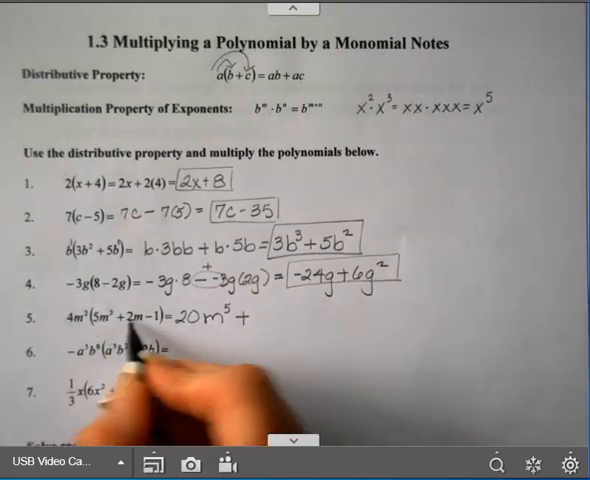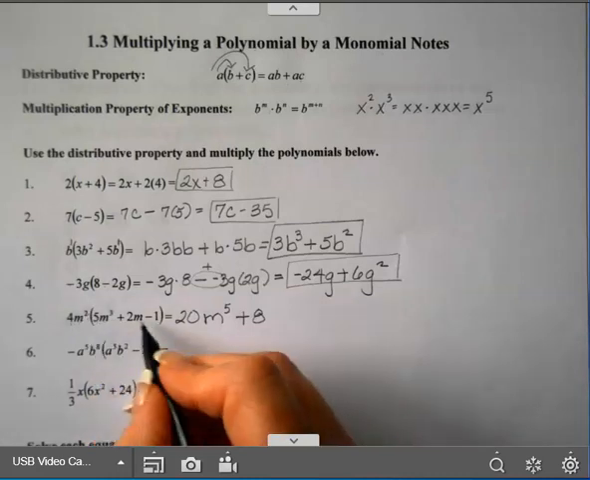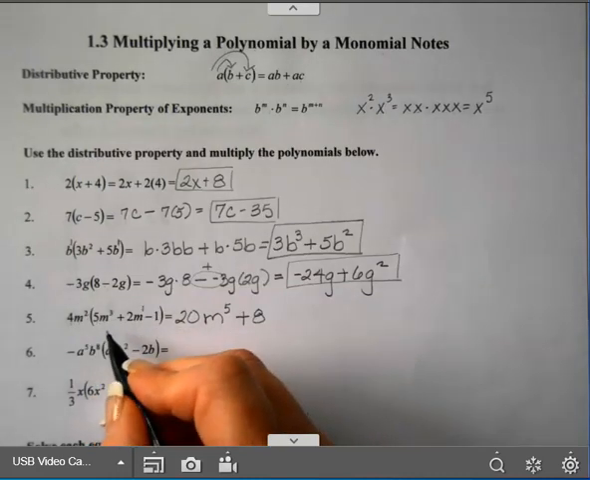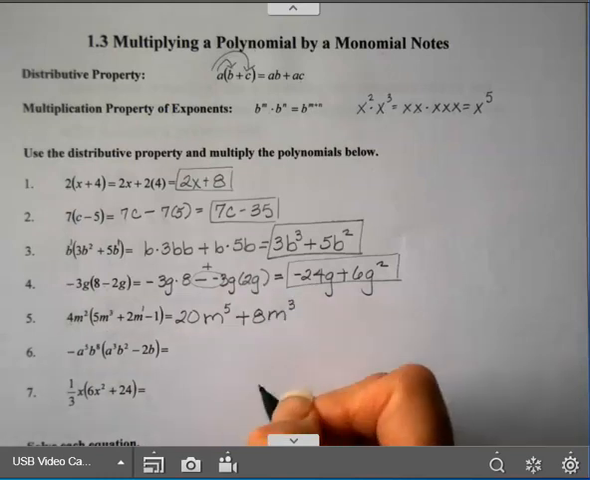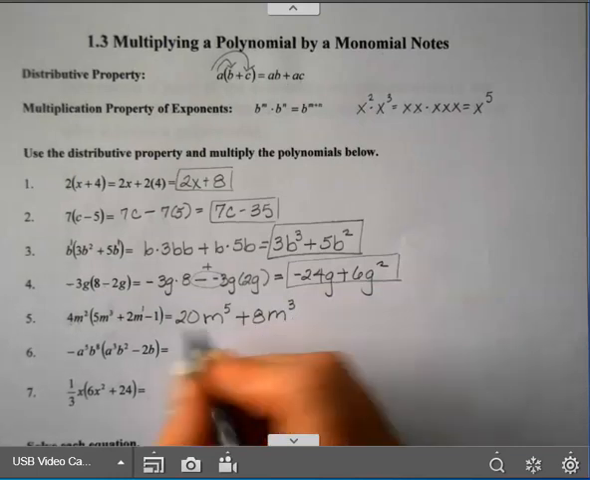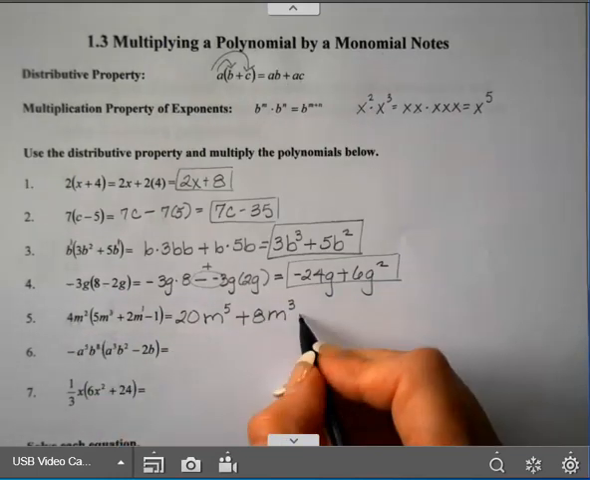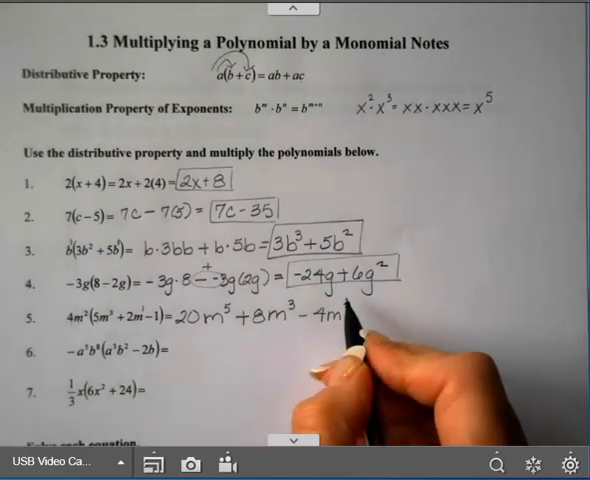Plus 4 times 2 is 8. M squared, this is m to the first, so I have a total of 3 m's multiplied together. And then my last is going to be negative 1 times that 4m squared, so that just gives me negative 4m squared.